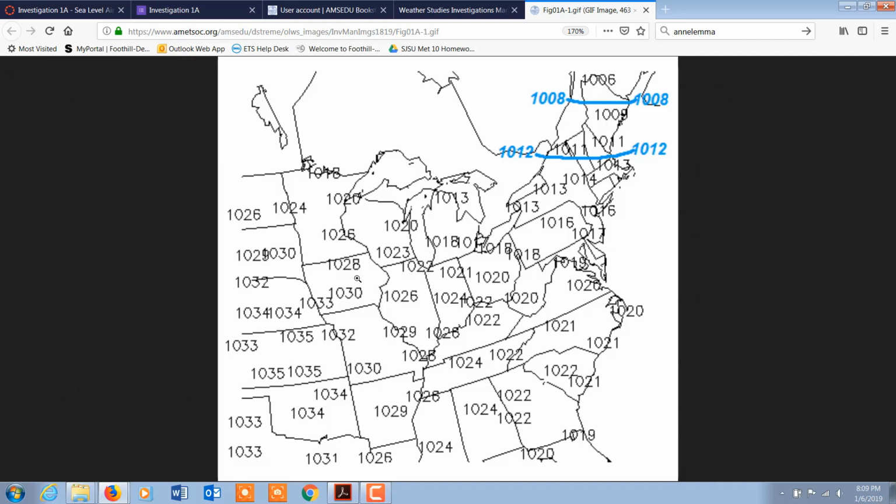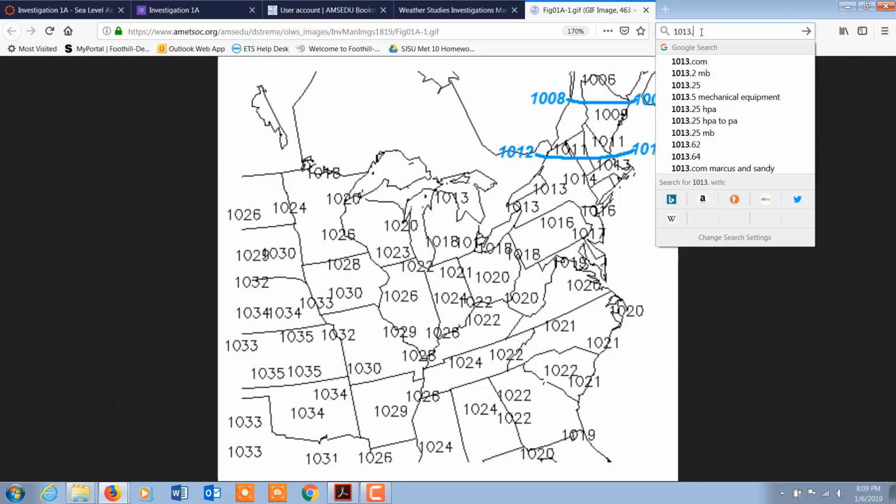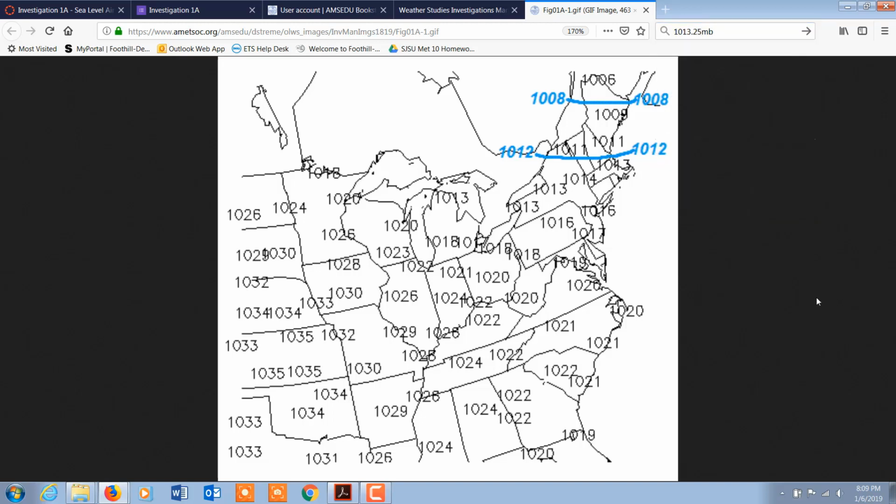Now with that said, and write this down, the average sea level pressure in millibars is 1,013.25 millibars. Actually, I'll even type that up here in my search engine. 1,013.25 millibars. That is the average sea level pressure. What I mean by that is that at sea level, the average pressure, the normal pressure, is 1,013.25 millibars.